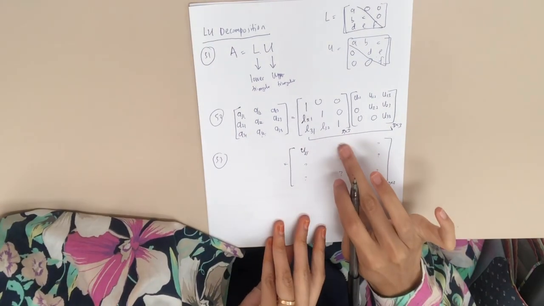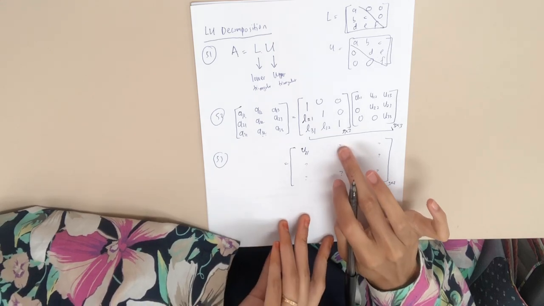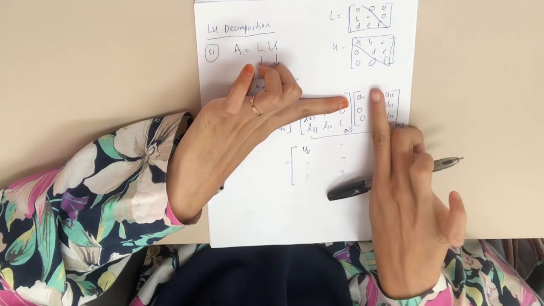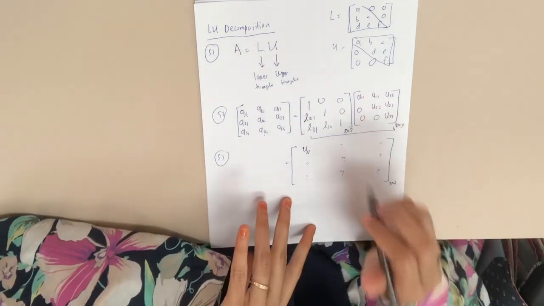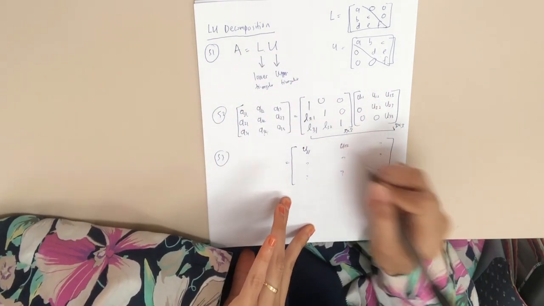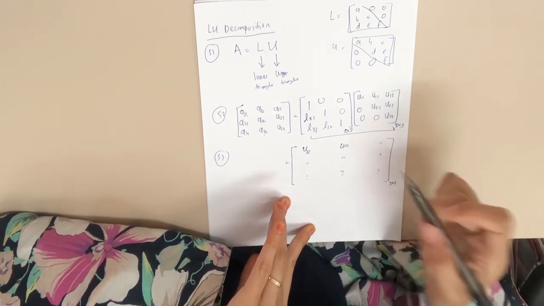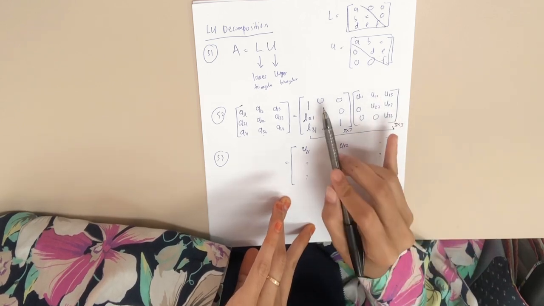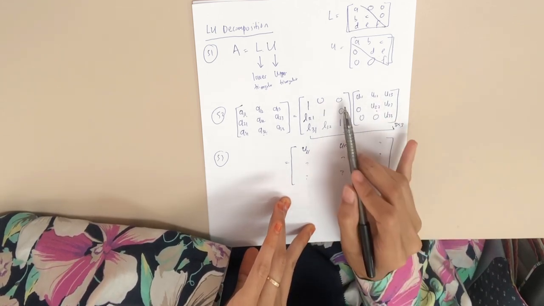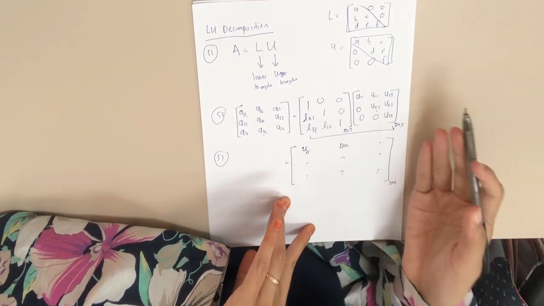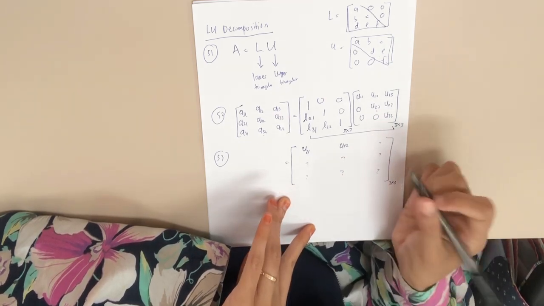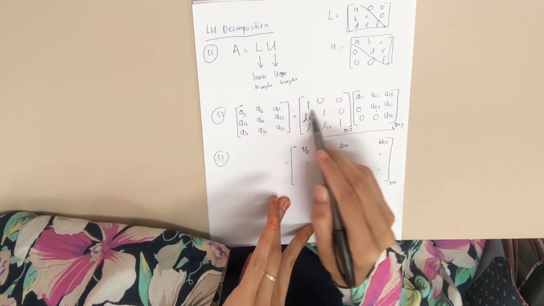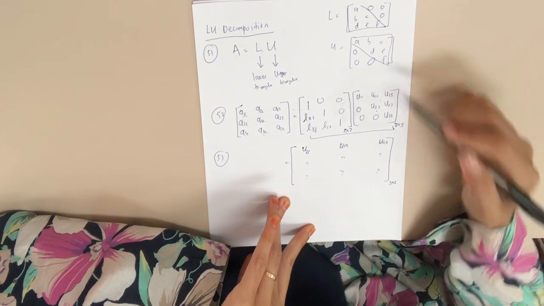Okay, how about this term? This is located at row 1, column 2. So you take row 1 and column 2, and you will get U12. How do I get this one? 1 times U12 plus 0 times U22 plus 0 times 0. Therefore you only have U12. Same thing, this one is U13, because you take row 1 multiplied with column 3.